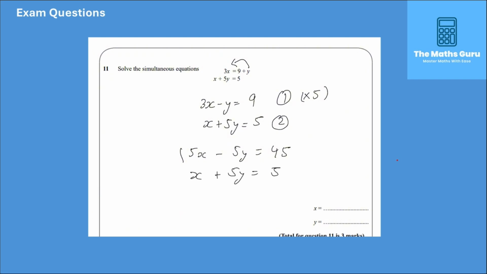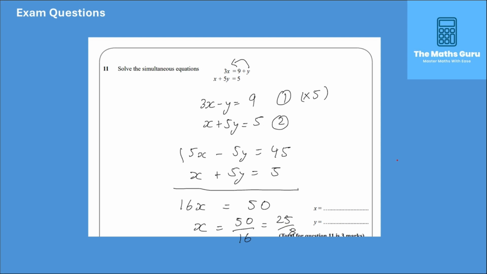Now we must add these two equations together. So we get 16x is equal to 50. Now, dividing both sides through by 16, we get 50 over 16, which simplifies to 25 over 8.